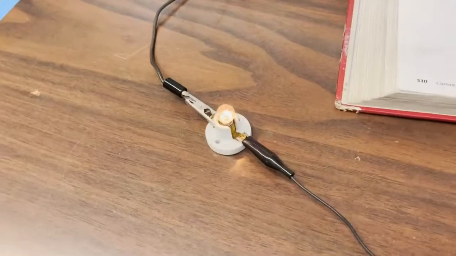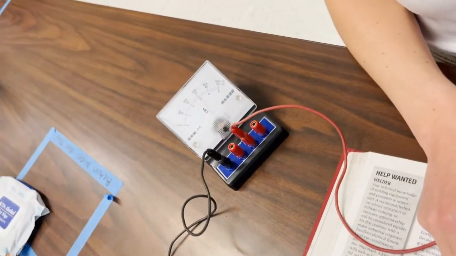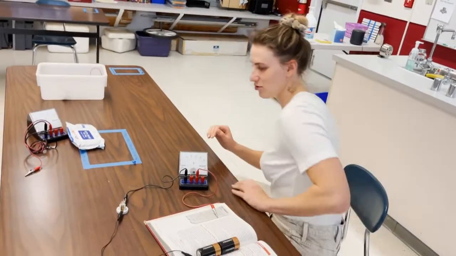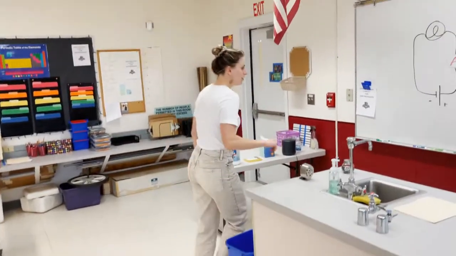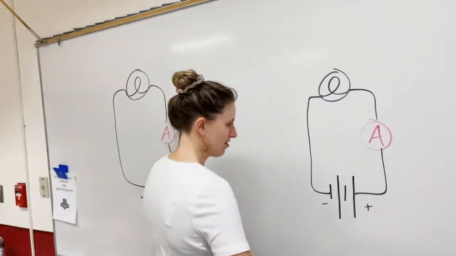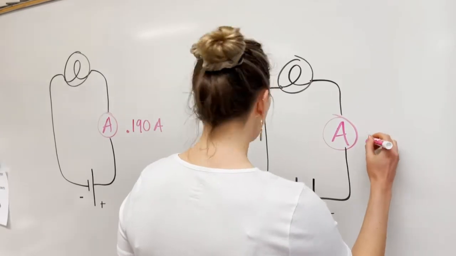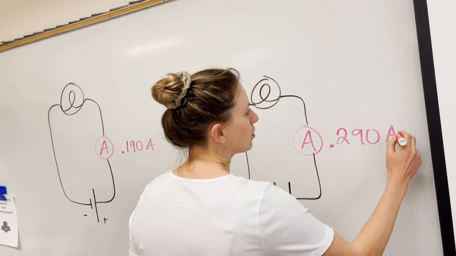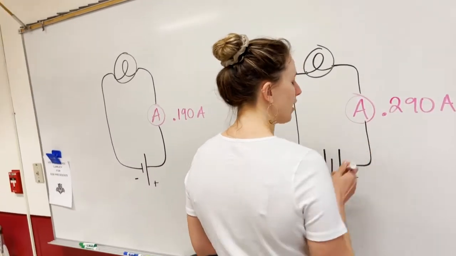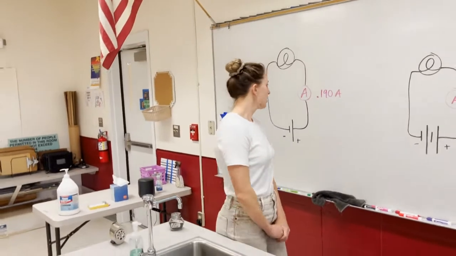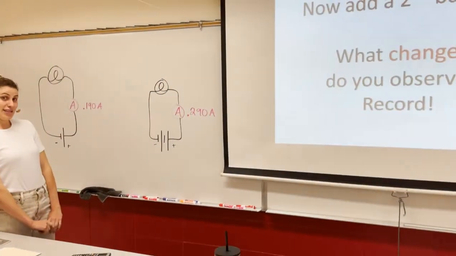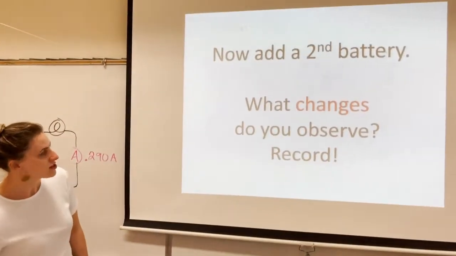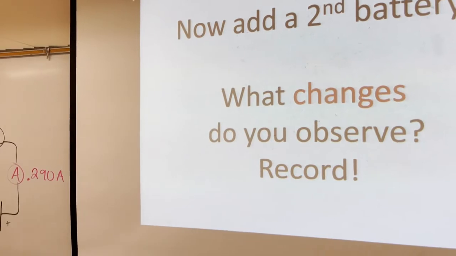Whoa, look how much brighter the bulb is. Look at the bulb. That's about 290 amperes, I beg your pardon, 290 milliamps. It's more. So 290 milliamps or 0.290 amps. Did you predict that would happen when you had a second battery? It's more. More battery, more current. All right, so what changes did you observe? We have more current, we have more battery, cool.